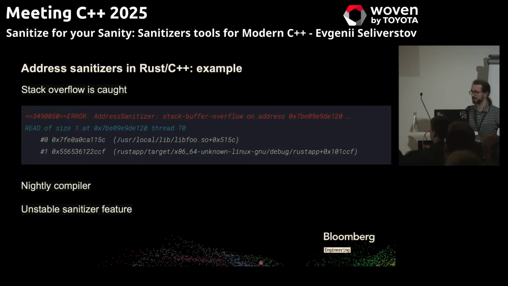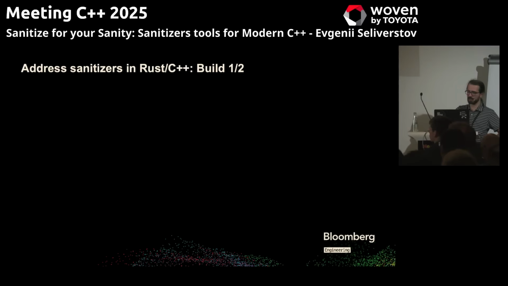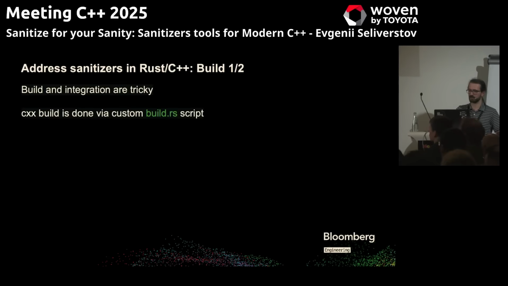So the problem is, it's not so stable. It's only present in the nightly compiler. It's the way you introduce unstable changes. And the sanitizer feature is unstable so far. So it should probably be stabilized soon, and then we can get a normal way to introduce sanitizers to the normal build.